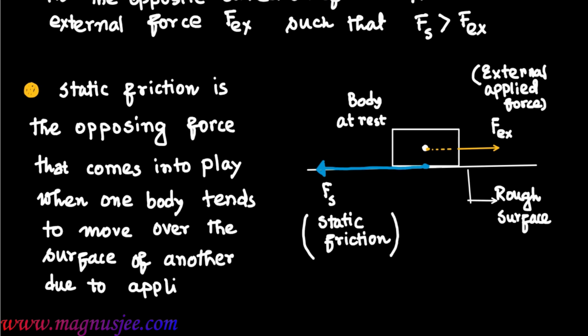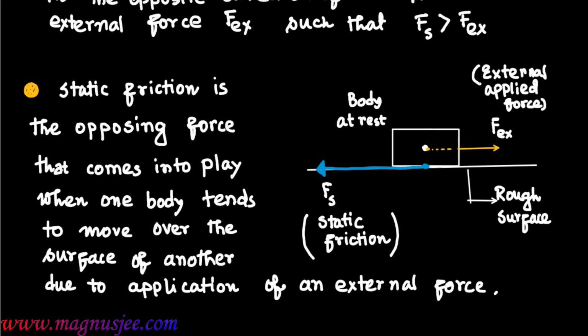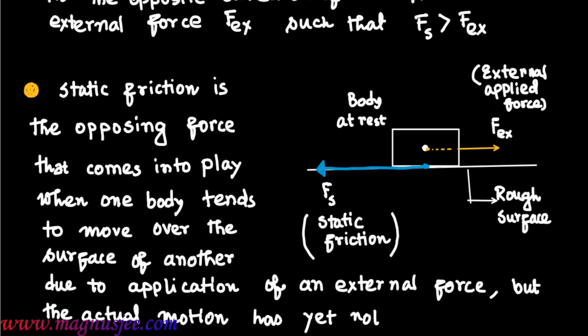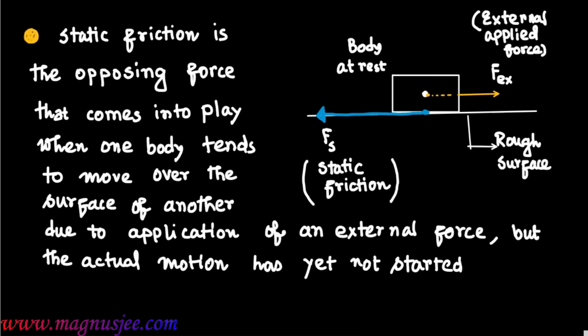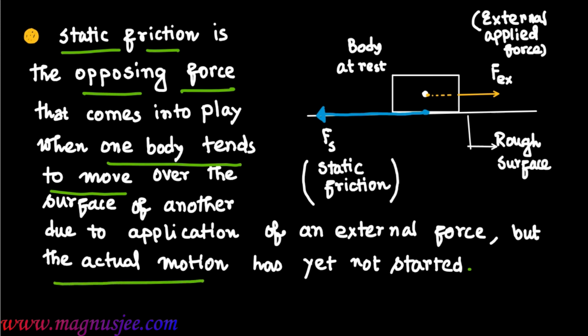due to application of an external force, but the actual motion has not yet started. Static friction is the opposing force that comes into play when one body tends to move over the surface of another body due to application of external force, but the actual motion has not yet started.